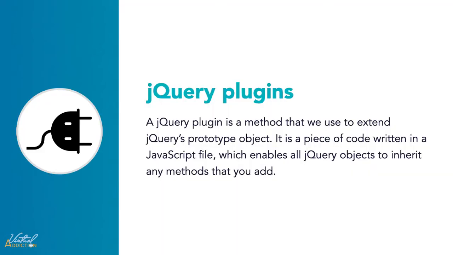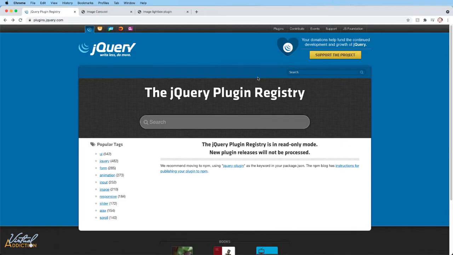A plugin is a piece of code that's written in a standard JavaScript file. These files provide useful jQuery methods, which can be used along with the jQuery library methods to enhance a web page. There are plenty of plugins and enhancements available on the jQuery website. If you visit plugins.jquery.com, you can find different categories that are going to contain different sorts of enhancements that you can add to your website.